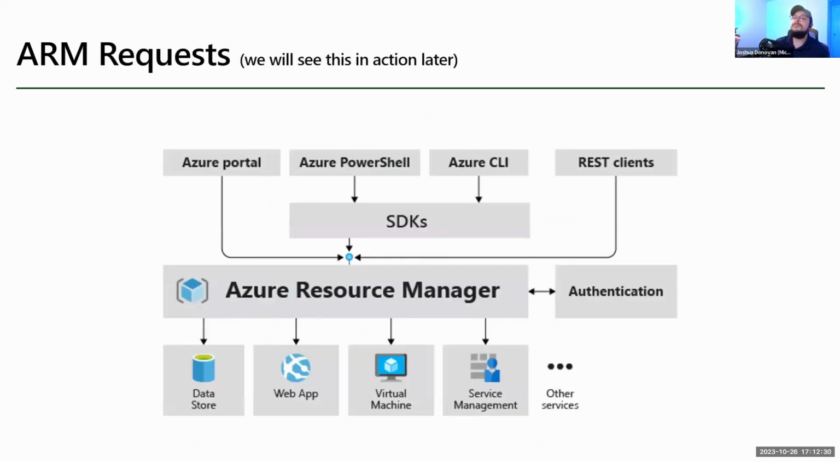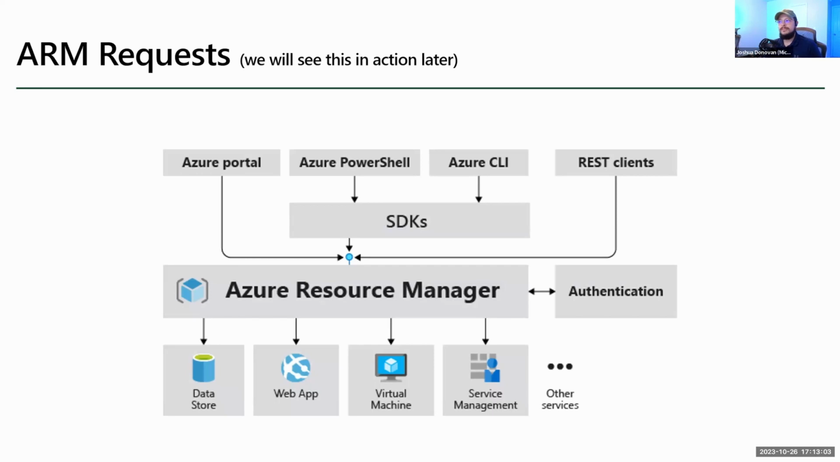And the fun part, when we are interacting with ARM requests, which we will see in action later, one of the things that I really want to show is how you can debug any request while you're interacting with the Azure Portal or Azure PowerShell, or however you're interacting. We can see here that everything goes through the common layer, like I was talking about, which is Azure Resource Manager. And that common layer is a set of REST APIs for accepting client requests.